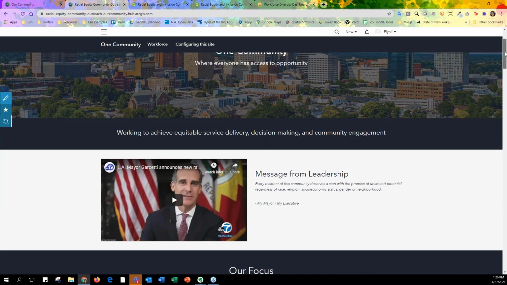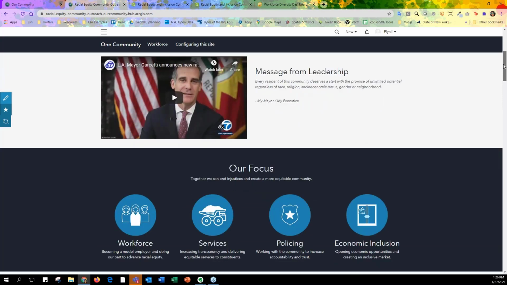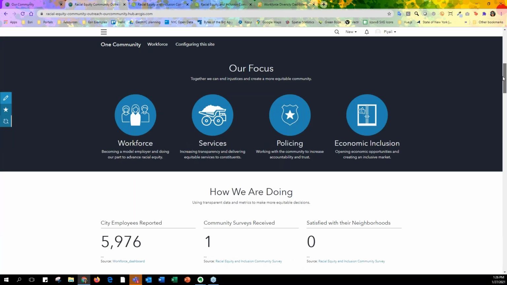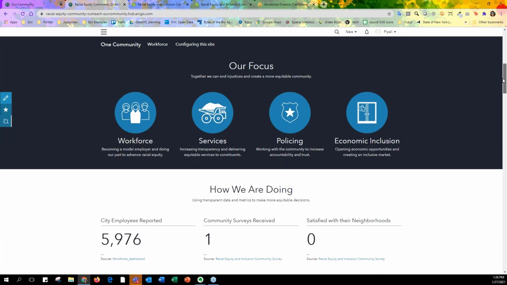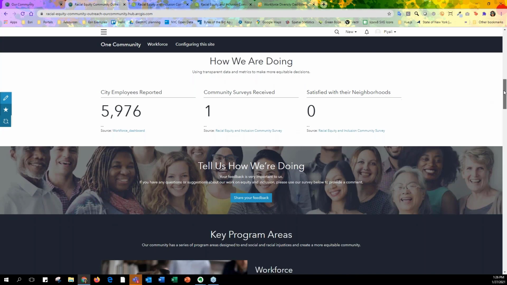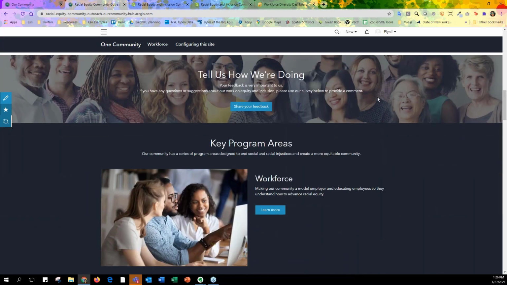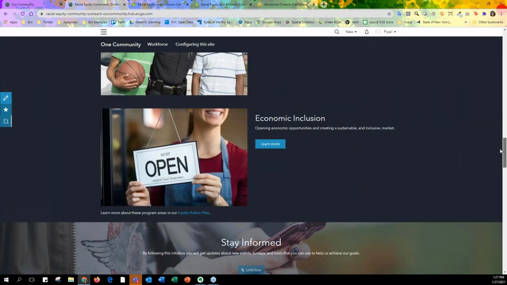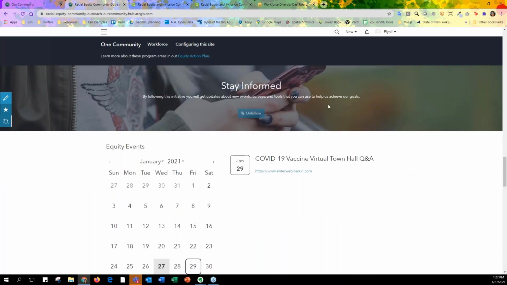For example, an introductory section, which features a section to share a supporting message from your leadership, communicate key focus areas and programs, and also report on top metrics so that you can have accountability and transparency. You can also engage directly with your community by providing surveys to share feedback or gather community sentiment, communicate other key program areas, and also allow the community to follow an initiative to get further updates.